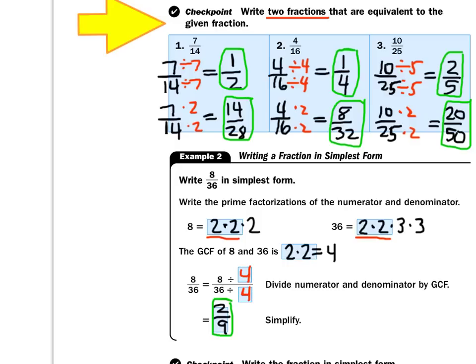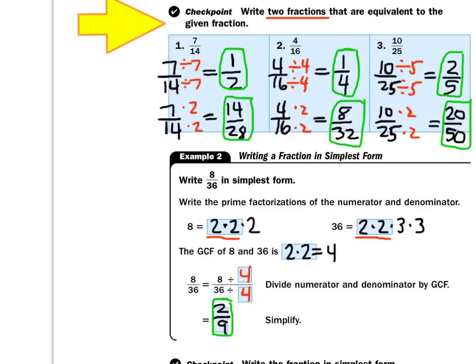Take a look at number 2, starting off with 4 over 16. So I wrote it twice because they want 2 answers. And then on the top one, I divided by 4 in the numerator and denominator, so I got 1 over 4. And on the bottom one, I multiplied by 2, both the top and the bottom, so I got 8 over 32. And that gave me 2 equivalent fractions.